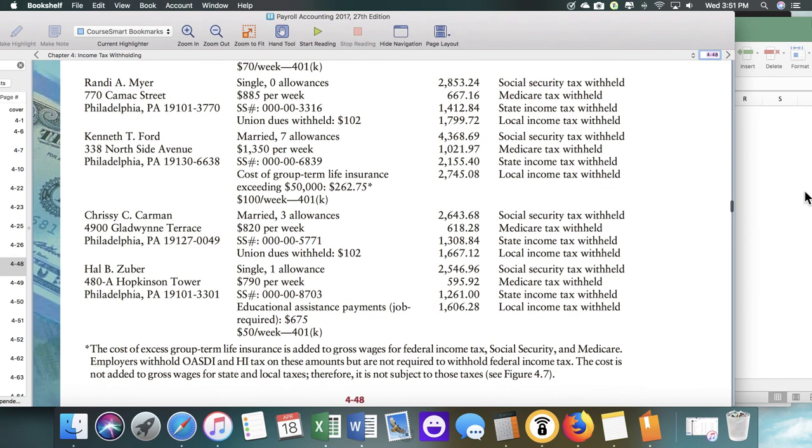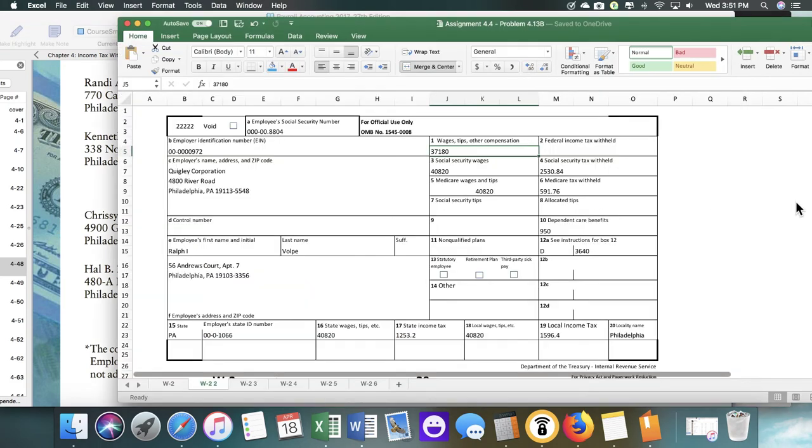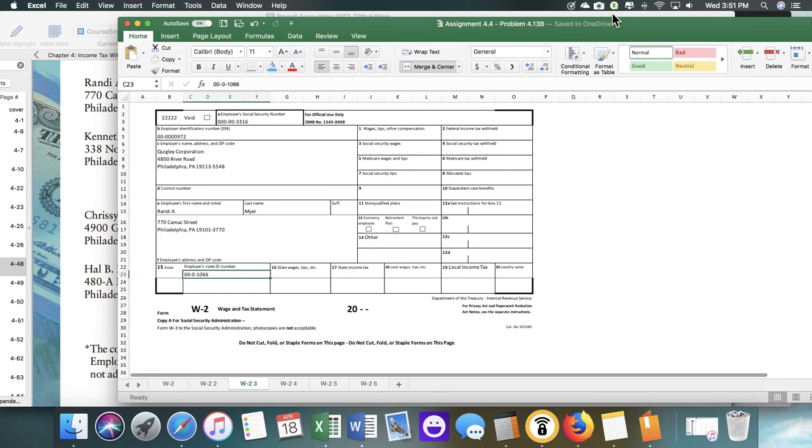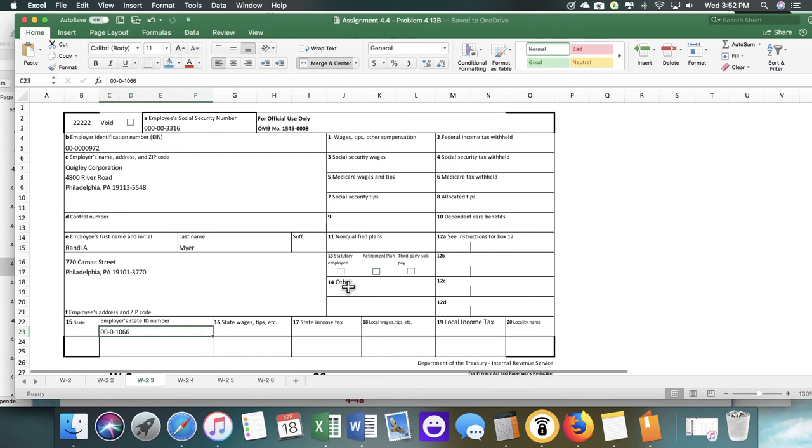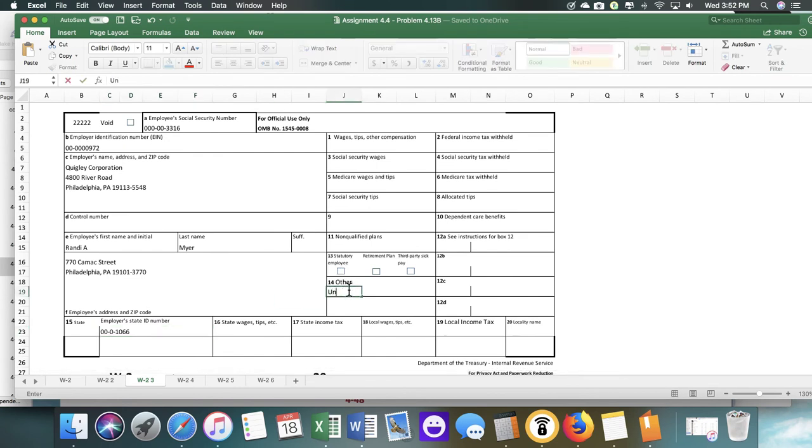For Myer, it's pretty much straightforward because there are no 401k contributions. The only difference you have is the union dues of $102. So that actually goes down into box number 14. Everything is going to be the same for the other two employees. So union dues, $102.